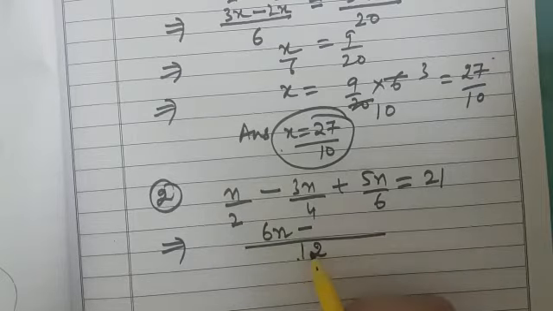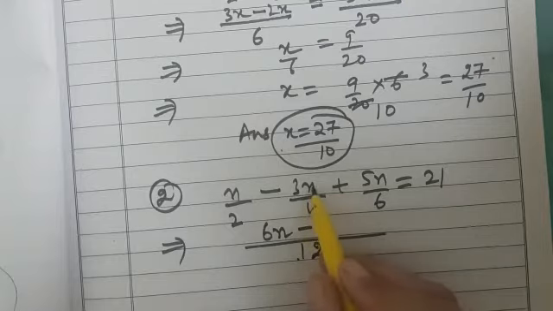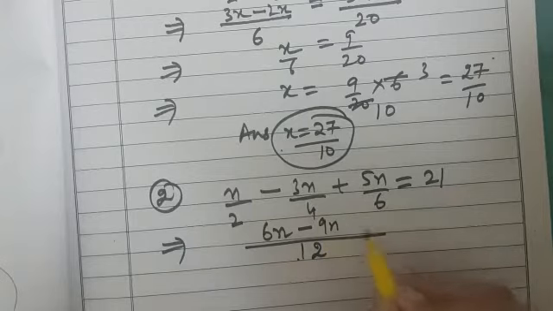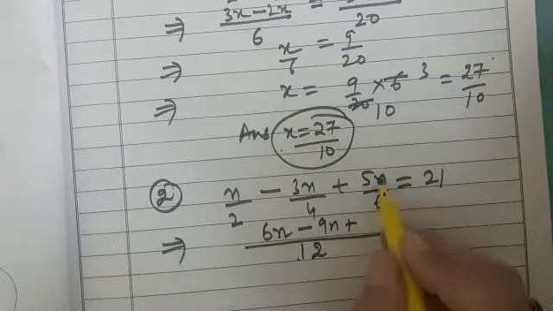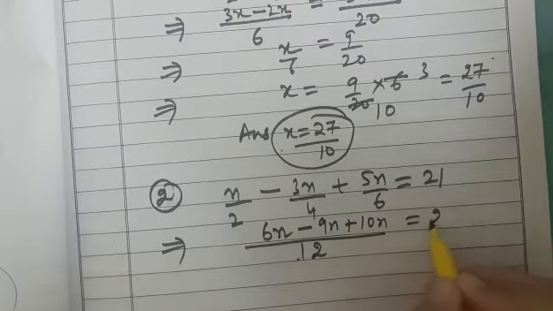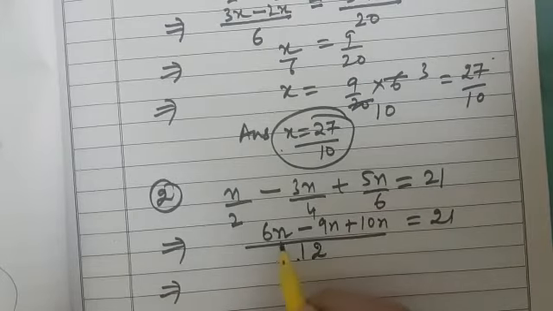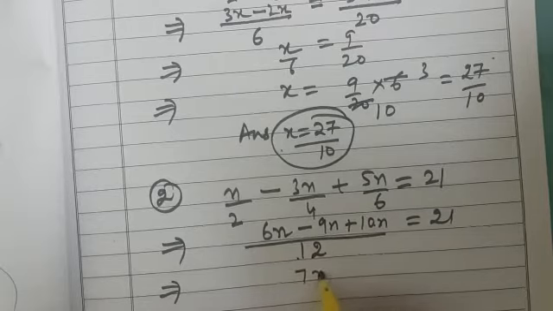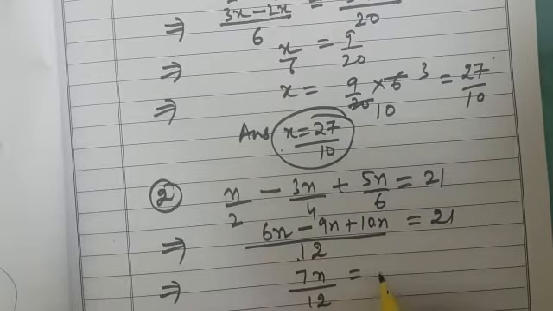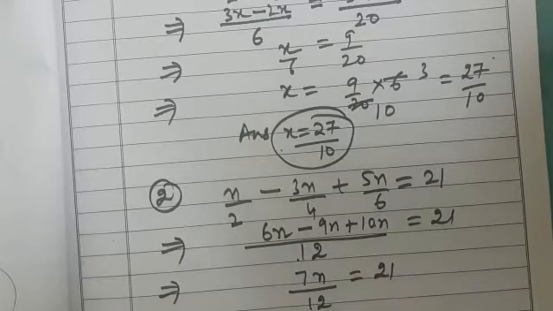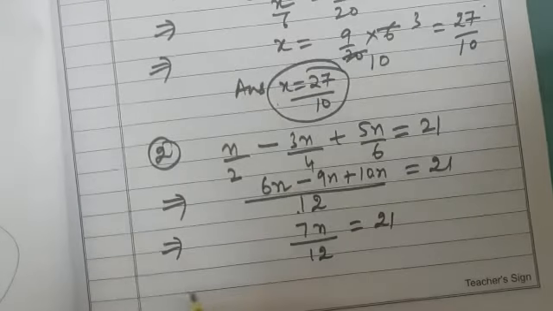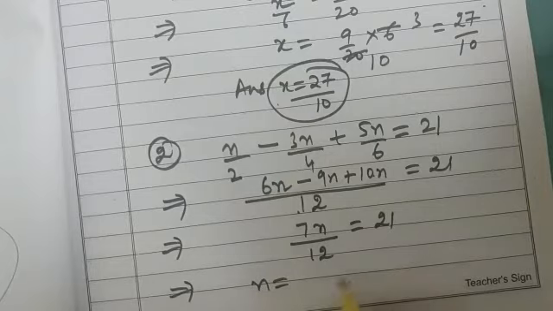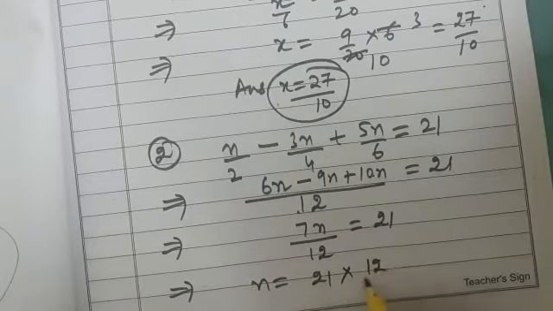Minus 4 3s are 12. So 3 into minus 3n gives us minus 9n. Then 6 2s are 12. So 2 into 5n gives us 10n. Simplify this. So 10 minus 9, that is 1, 6n plus n, that is 7n, upon 12 equals 21. So what will be the value of n? Yes, this implies n will be equal to 21 into 12 upon 7.